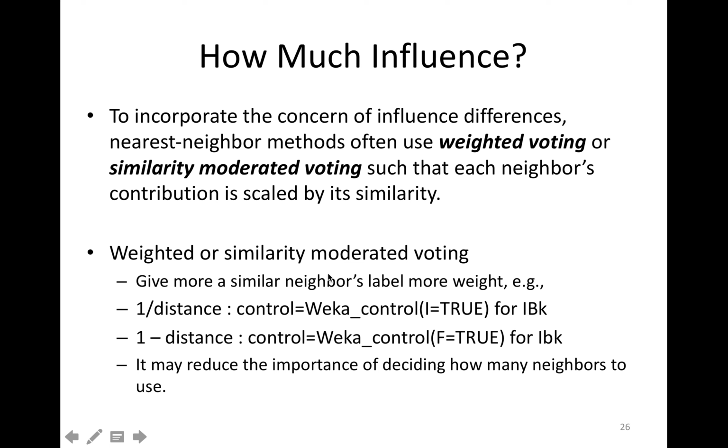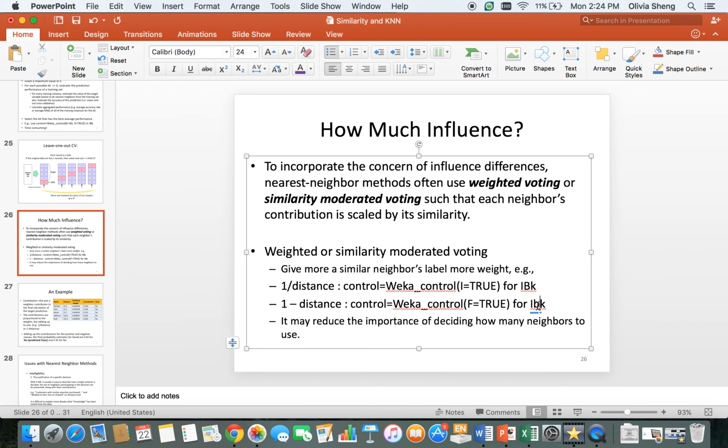So this type of method is called weighted voting, or similarity-moderated or distance-moderated voting. As I mentioned, the way it works is to give more similar neighbors more weight out of the same K, and the weights can be these two. And I just want to point out that in your IBK function, this should be a capital B.